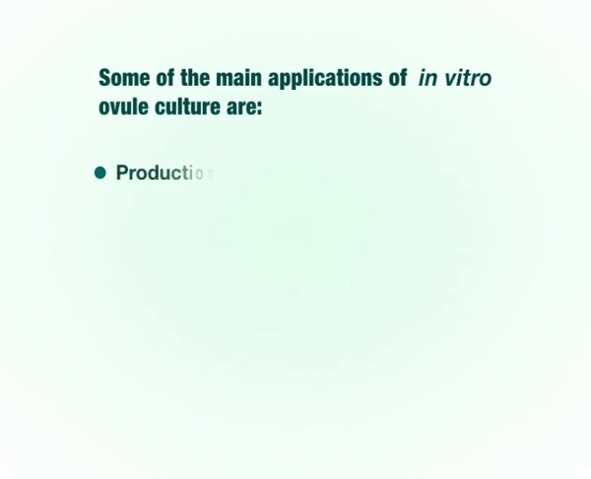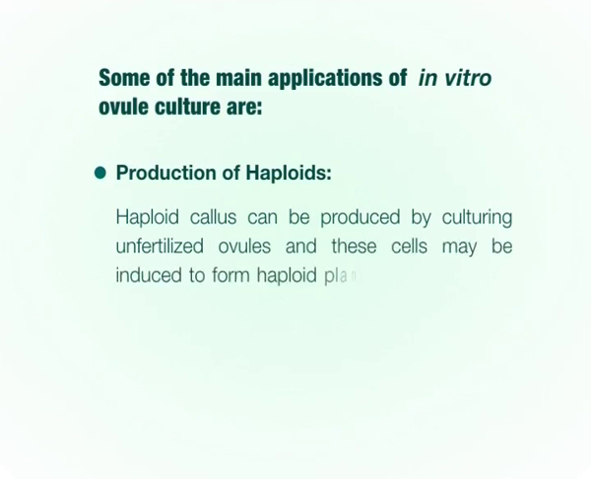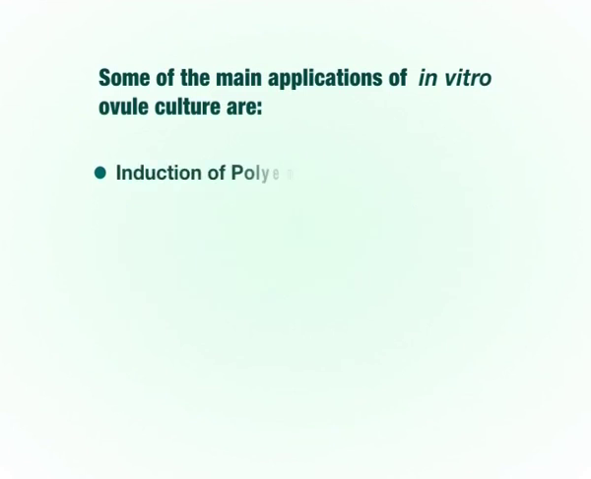The third importance is in production of haploids. Haploid callus can be produced by culturing unfertilized ovules, and these cells may be induced to form haploid plants by manipulating the culture medium. The fourth application is in the induction of polyembryony.